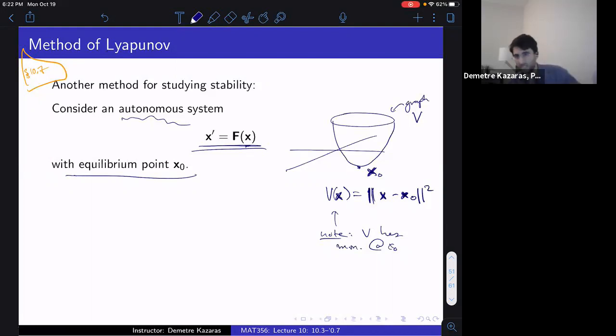Okay, so that's going to be the typical example of a function that we're going to be using. Although you don't need to have one that's exactly like this, the point is that it has a minimum at x naught, and let me just say it has a strict global minimum at x naught. That's the main feature of these functions that we're going to use.